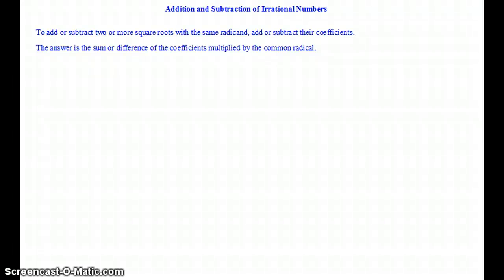In this video, we'll see how to add and subtract irrational numbers. To add or subtract two or more square roots with the same radicands, add or subtract their coefficients. The answer is the sum or difference of the coefficients multiplied by the common radical. Let's see an example. 2 square root of 3 plus square root of 3.